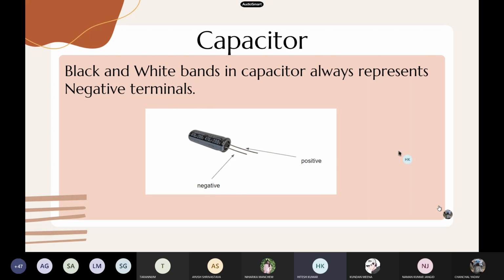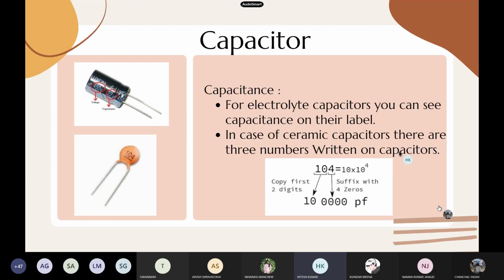Now, come to the next slide. Okay, so it is capacitance. Capacitance is very important for each capacitor because specific circuits need specific capacitances.